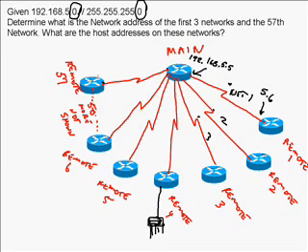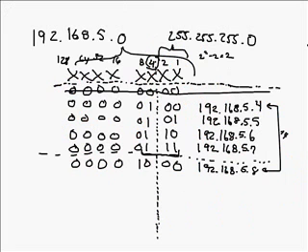So we would ask about the first 3 networks and the 57th network and the host addresses on those networks. So this was the first network and its host addresses. That's been taken care of. So let's go back and look at the second and the third network. The second network we've already solved as far as the network address. It was 5.8.